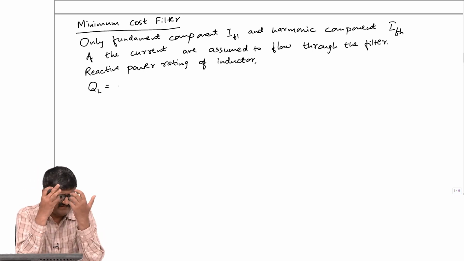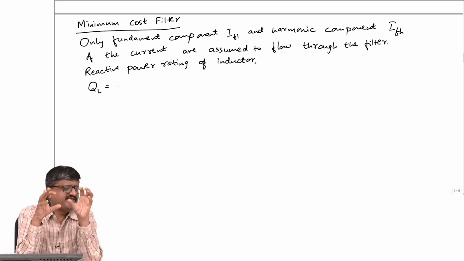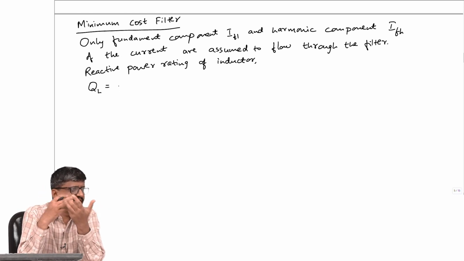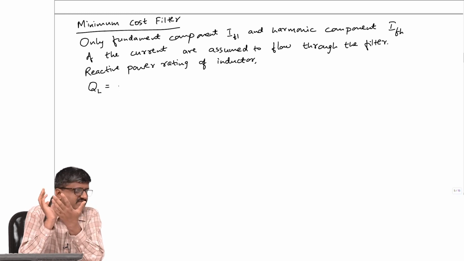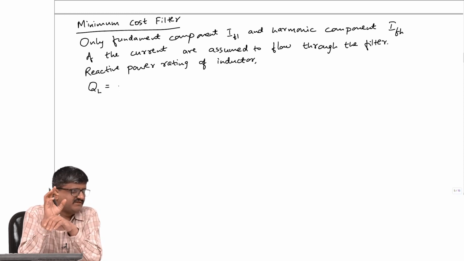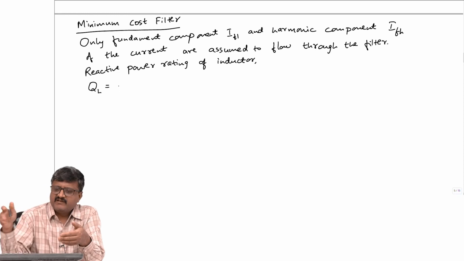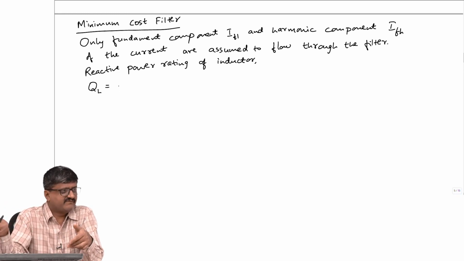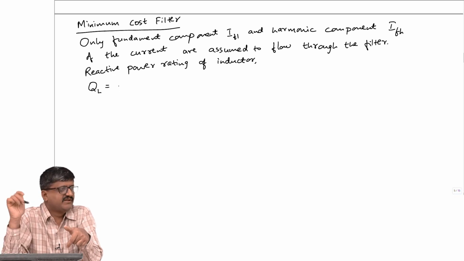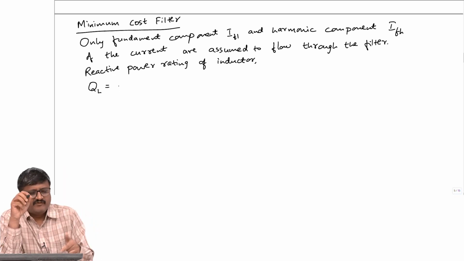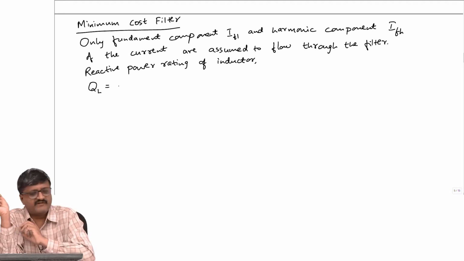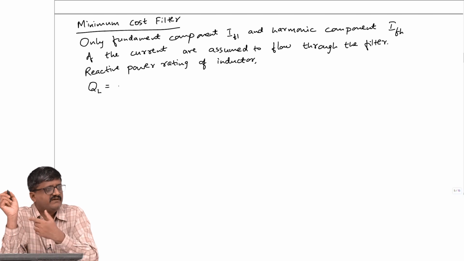What is that particular definition? You take each frequency, find the reactive power and add them; that is the total reactive power. That is Budanu's definition. So, if I take only the fundamental and harmonic, there are only two frequencies when it comes to the filter. Find the reactive power for the fundamental, find the reactive power for the harmonic frequency and add them.